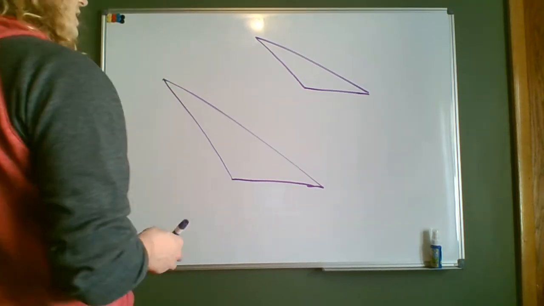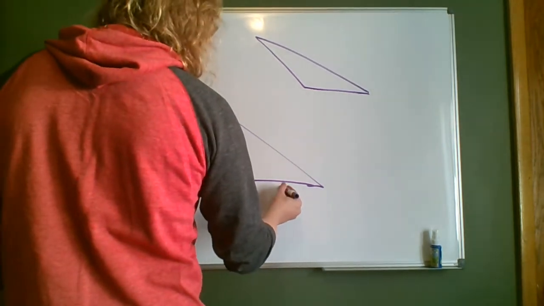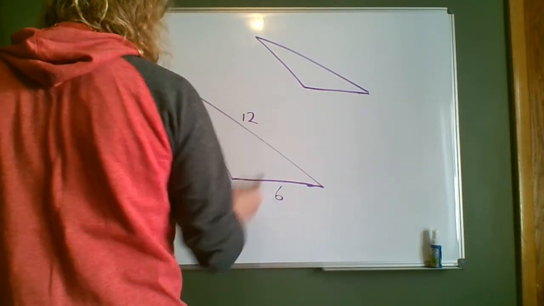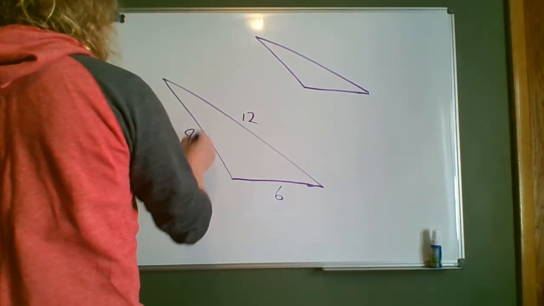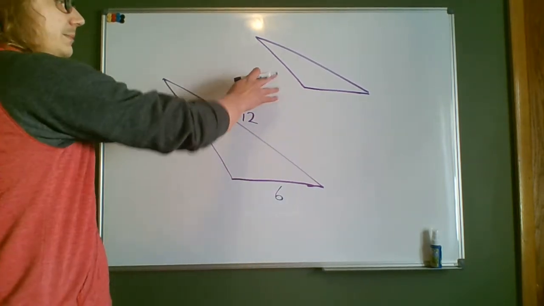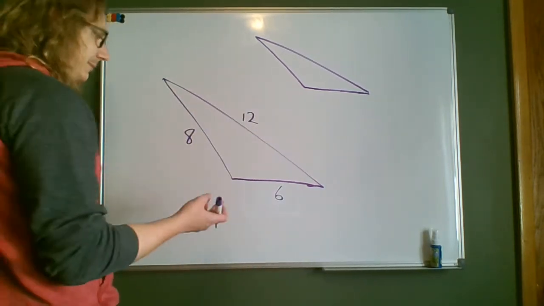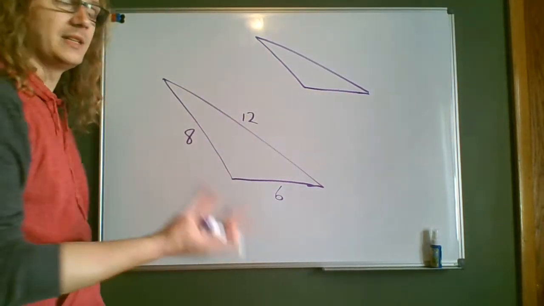All right. So let's say that I've got like a 6 here and a 12 here, and let's call this 8. Okay, so I've got a 6, 8, 12. If this is going to be similar, let's say it's half as big. For it to be similar, that means that all of these will need to be cut in half because they need to maintain that ratio.